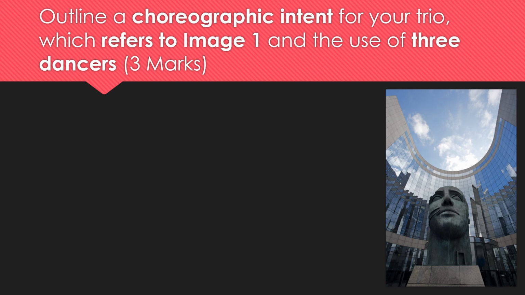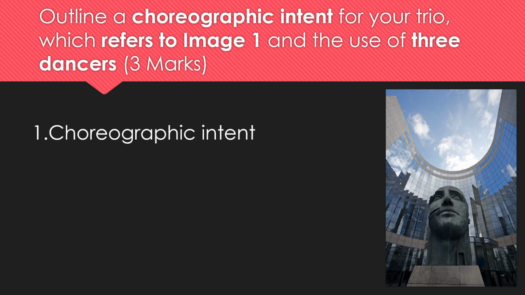Next part is which refers to image 1. So the stimulus, that picture, is image 1, and that will be labelled on the paper, so that will be a bit clearer. So you have to refer to image 1 and the use of your 3 dancers. It's a 3-mark question. You're going to get 1 mark for outlining your choreographic intention. You're going to get another mark to show that you have got that choreographic intention from that image, and you're going to get the 3rd mark by outlining how you will use the 3 dancers.